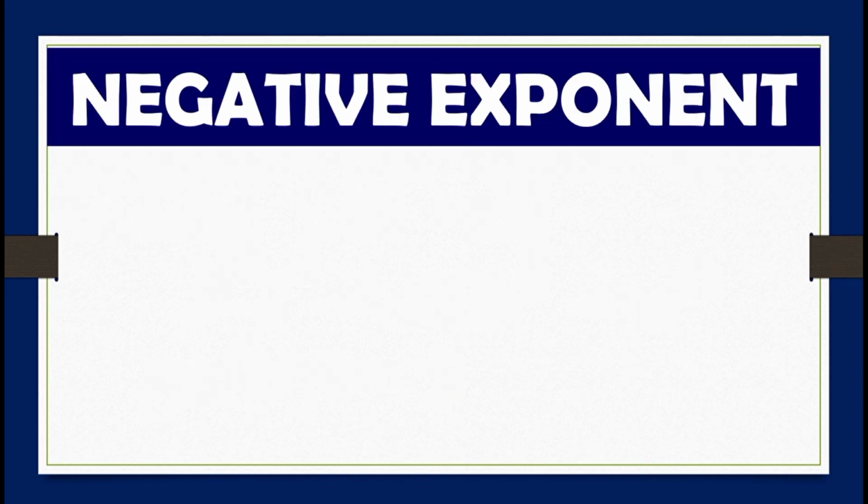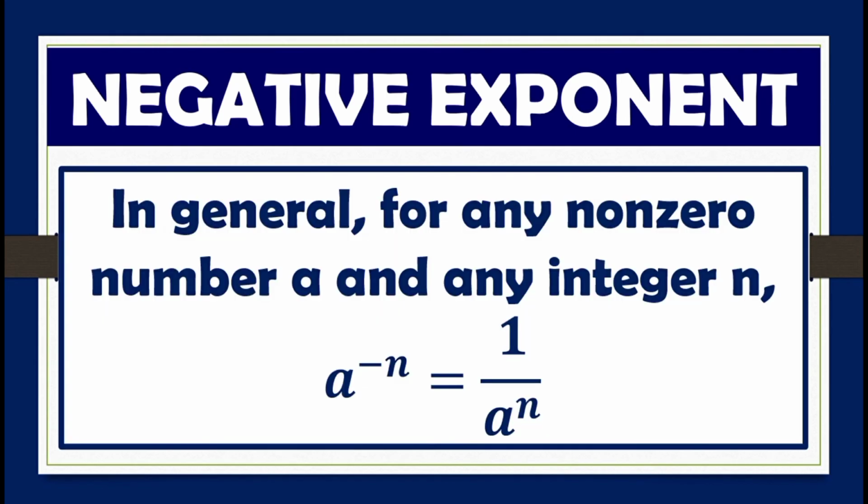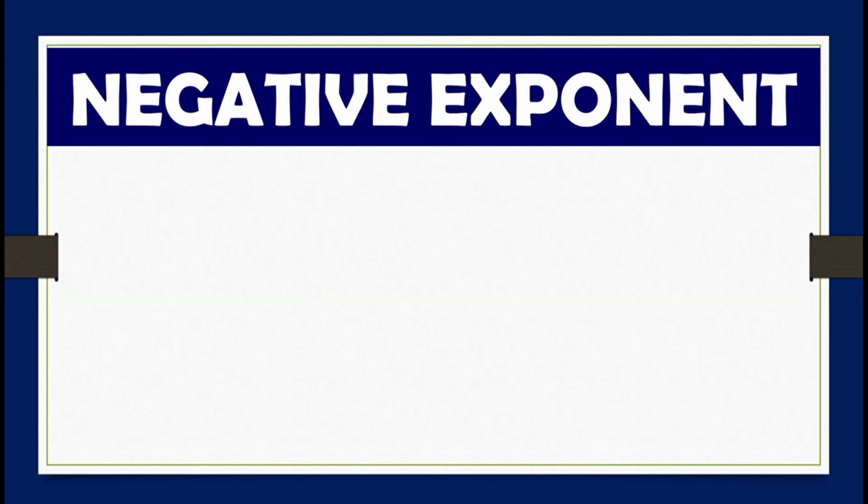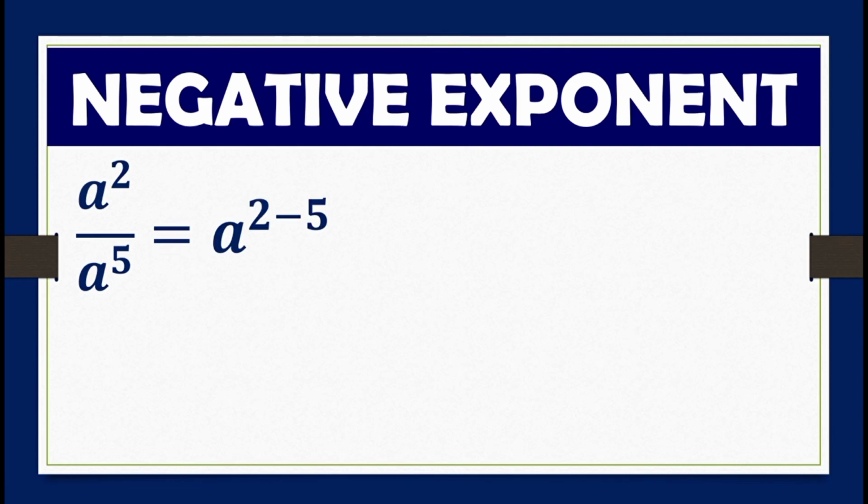Let's also discuss negative exponent. In general, for any non-zero number a and any integer n, a raised to negative n can be written as 1 over a raised to the nth power. Let's have an example. a squared over a to the fifth, applying the quotient of powers, that is a raised to 2 minus 5, then the result is a raised to negative 3.